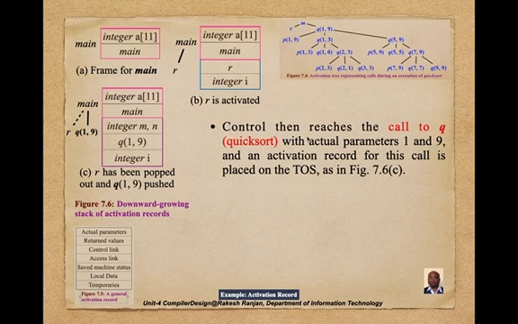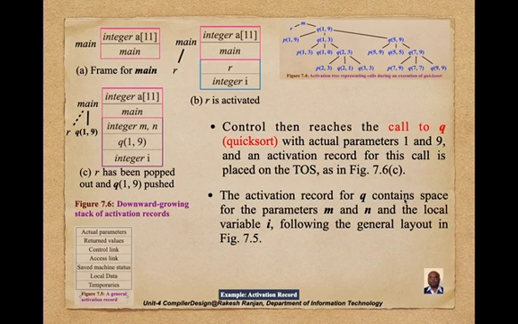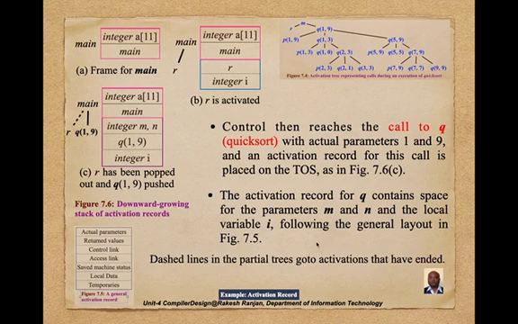Control then reaches the call to quicksort with actual parameters 1 and 9, and an activation record for this call is placed at the top of the stack, as in figure 6.c. Here you can see the activation record for q contains space for parameters m and n, and the local variable i, following the general layout. You can compare this with the general layout. The dashed line indicates a partial tree. This dotted line indicates that readarray is already completed.